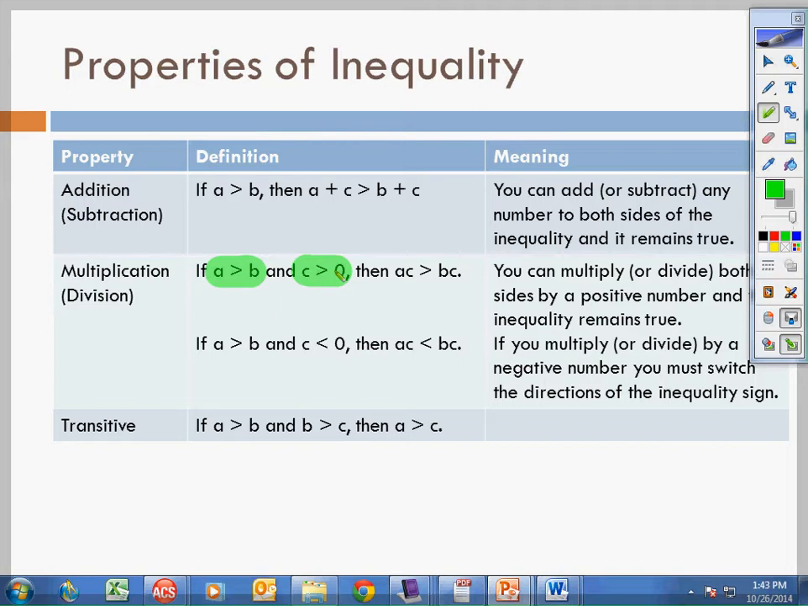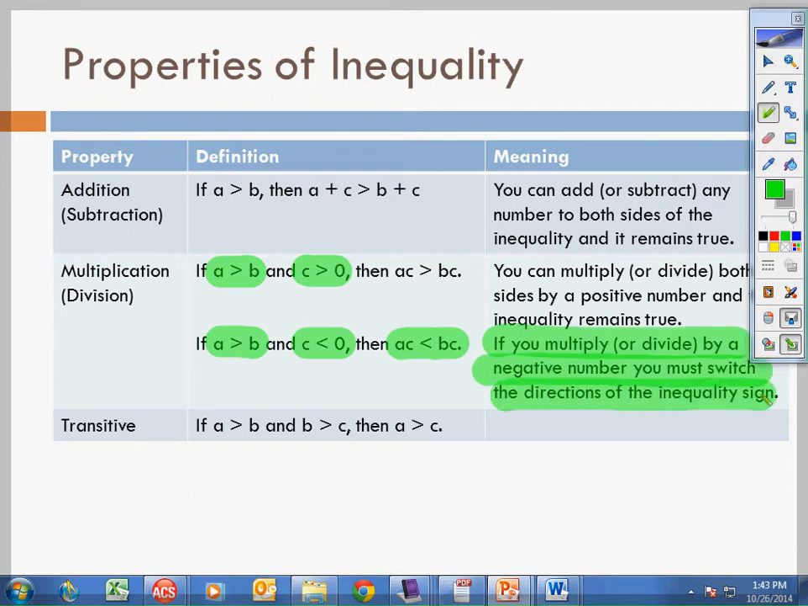But on the second part of the multiplication property, also with division, A is greater than B, but C is less than 0, or it's negative, so then AC is less than BC. The way that we've said it before is if you multiply or divide both sides of an inequality by a negative, you must switch the inequality. And then the last one is the transitive property. A is greater than B, B is greater than C, so therefore A is greater than C. And so those are the different properties of inequality.